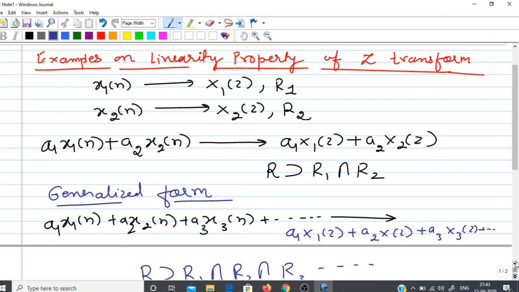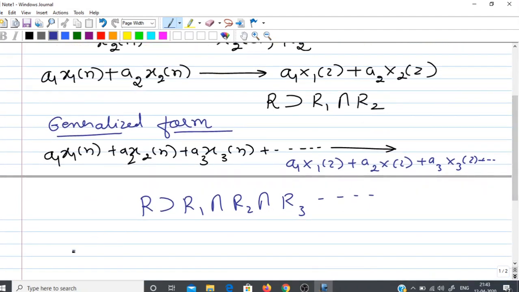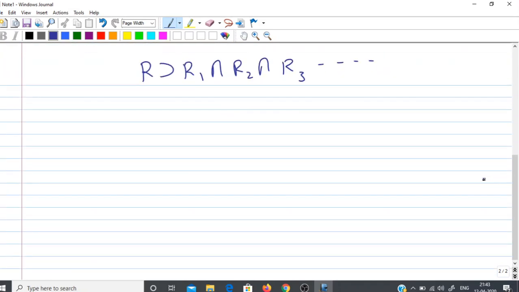And what about the ROC? Again, the ROC will contain R1 intersection R2 intersection R3 and so on. So again, the ROC is a superset of the intersection of the regions R1, R2, R3 and so on. So this is a general version of the linearity property. Now we will solve some examples on the linearity property.